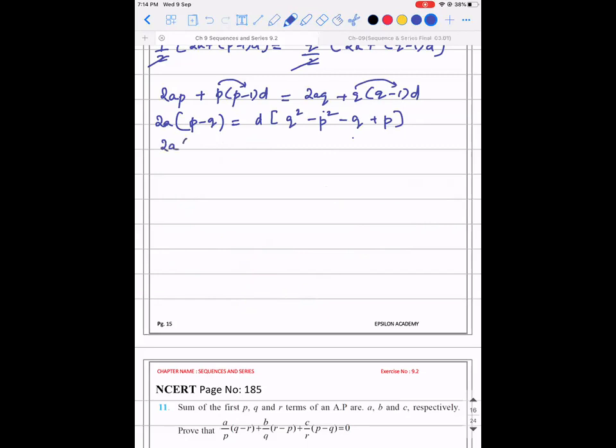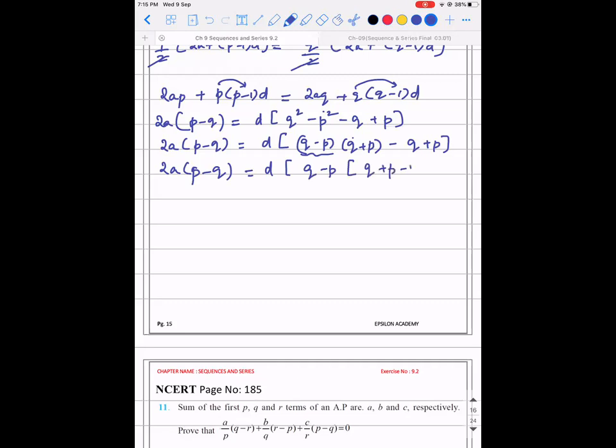So 2a into p minus q is equal to d into, we can write it as q minus p into q plus p minus q plus p. Correct? So 2a into p minus q is equal to d into, what can we take out common? If I take out q minus p common, I'll have q plus p minus 1.